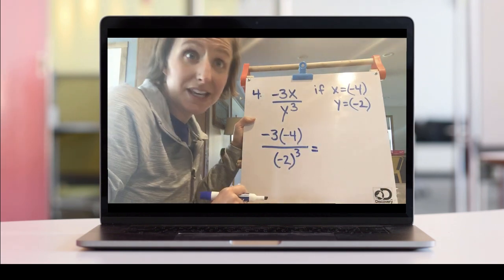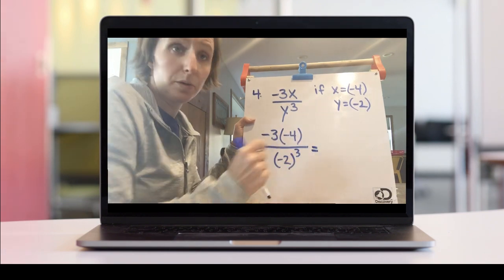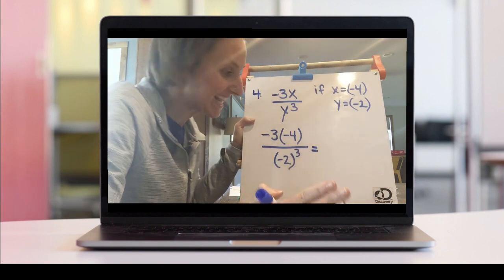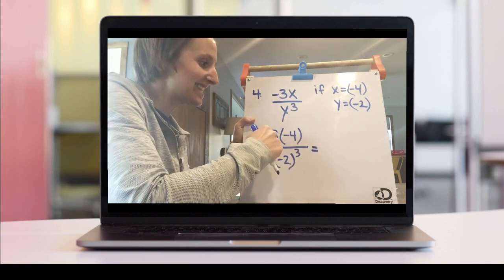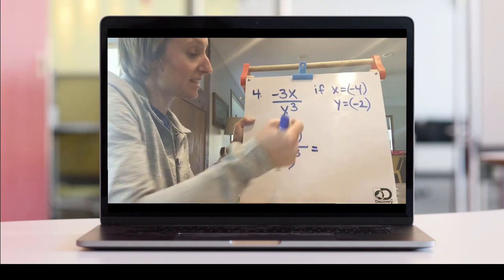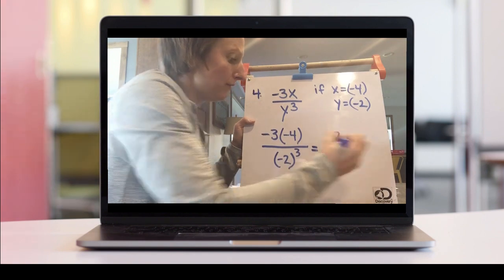This fraction bar is being used as a grouping symbol because I have more than one value in the numerator, more than one value in the denominator. For some reason, that was hard for me to say. So let's go ahead and take care of order of operations. I'm going to go up here first. Negative 3 times negative 4. My signs agree, so it's going to be a positive 12.